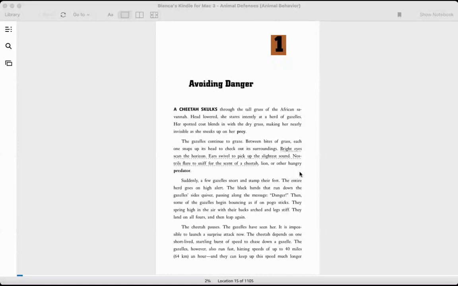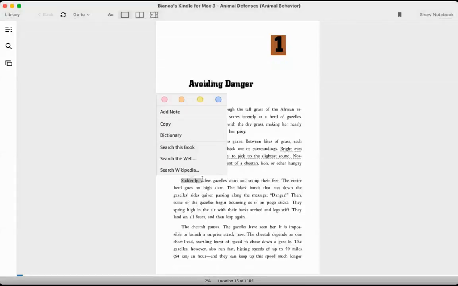A cheetah skulks through the tall grass of the African savanna. Head lowered, she stares intently at a herd of gazelles. Her spotted coat blends in with the dry grass, making her nearly invisible as she sneaks up on her prey. The gazelles continue to graze. Between bites of grass, each one snaps up its head to check out its surroundings. Bright eyes scan the horizon. Ears swivel to pick up the slightest sound. Nostrils flare to sniff for the scent of a cheetah, lion, or other hungry predators.